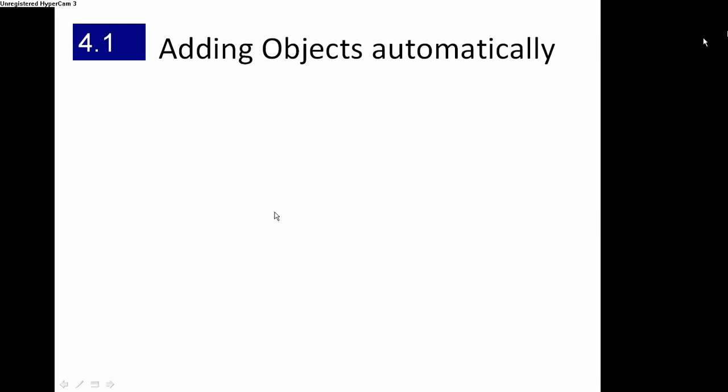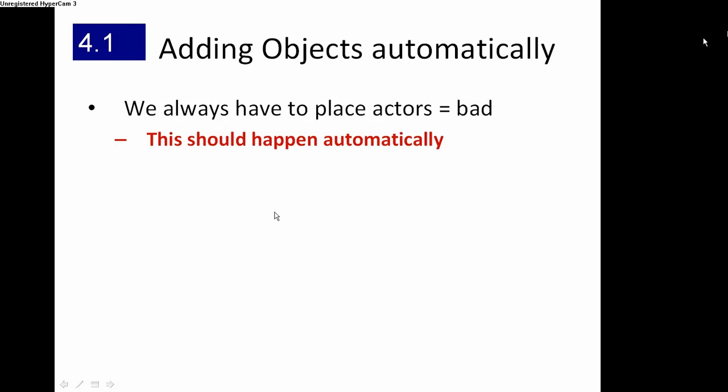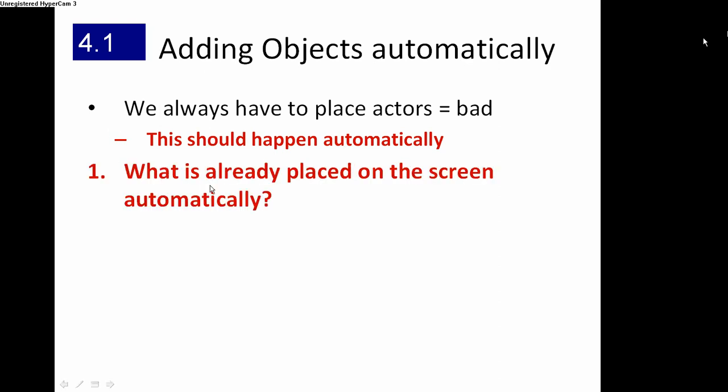Alright, day one. Adding objects automatically. You played the crab game, and every time you start it, you have to place the actors. That's bad. If you play a video game in the arcade or on the Xbox, you don't have to add the stuff in. It automatically shows up. So we're going to make it happen automatically. So let's take a look.